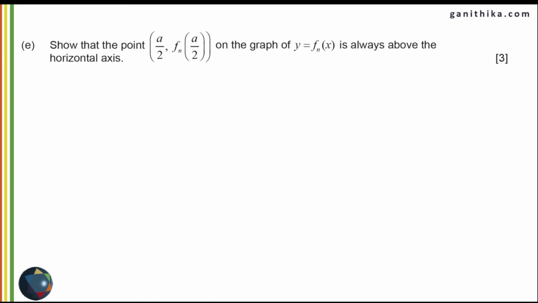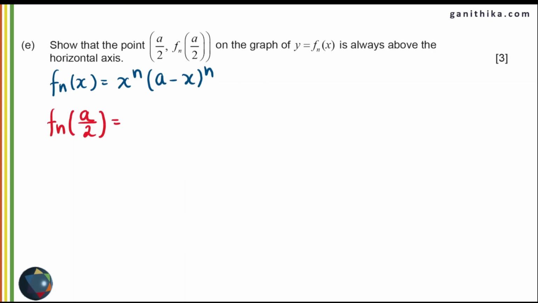The next question is asking you to find the y value for x is equal to a over 2. And you have to show that this is always above the horizontal axis, which is x-axis. You have to substitute a over 2 in this function, which is easy to do. You can pause the video here, substitute, and see if you can show that this is always positive. Remember, a is positive and n value is also positive integers.